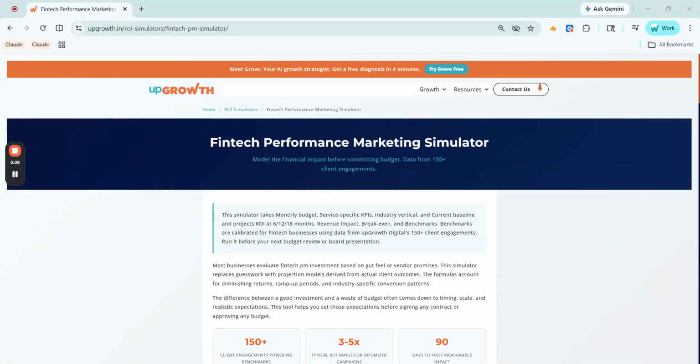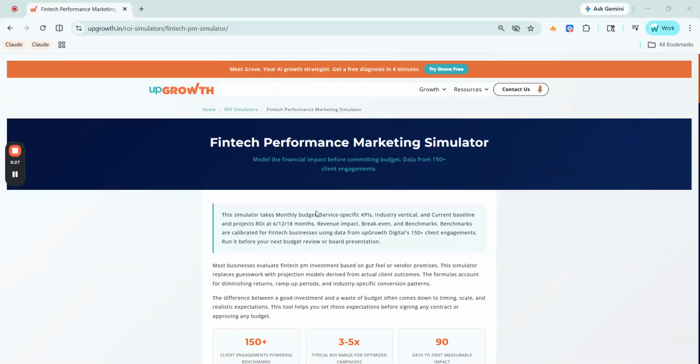A lending business starts the year spending 1 lakh a month on Google Ads. At rupees 800 per lead, by month 12 the same budget is generating 205 leads at rupees 486 per lead and rupees 8 lakh in monthly revenue without increasing the budget once. So this simulator shows you how that happens month by month.